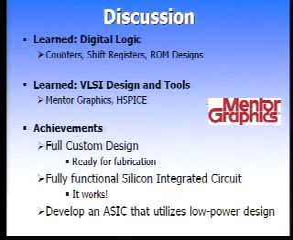So what we learned was a lot of digital logic. We used various counters and shift registers. We also implemented different ROM designs and experimented with a couple. We also learned VLSI design and tools such as Mentor Graphics and HSpice.